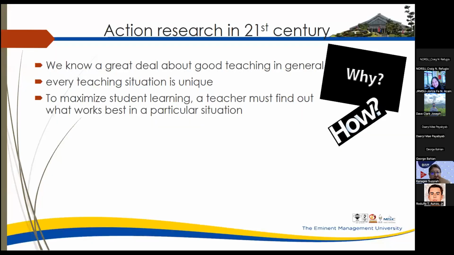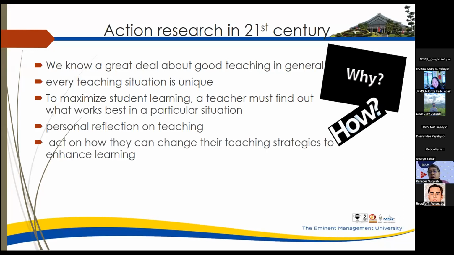So in order to do that, a teacher must find out what works best in a particular situation in his or her classroom. And for that to happen, personal reflection is the core. So we need to act on how teachers change their teaching strategies to enhance learning. And to do that, we need to conduct research in the classroom.